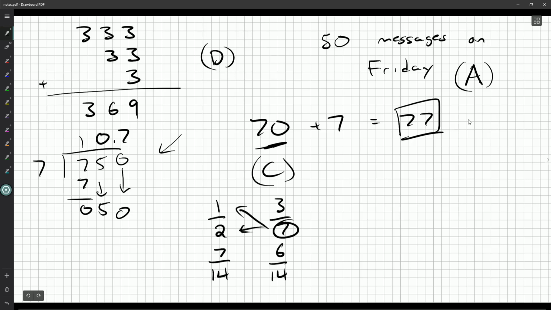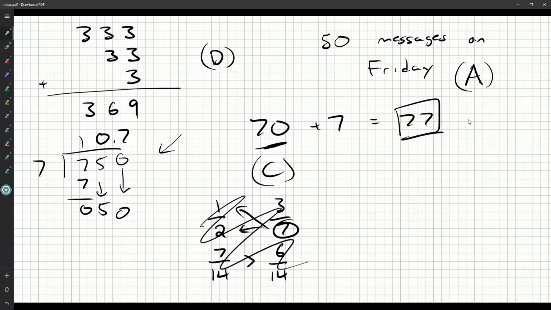And now that they have a common denominator, it's very easy to compare fractions. 7 is greater than 6. Well, then that means that 1/2 is greater than 3/7. Well, that's not what we wanted. So we could try that again with 4/7, or 4/9, or 3/8. So that's a perfectly fine way to do things as well.